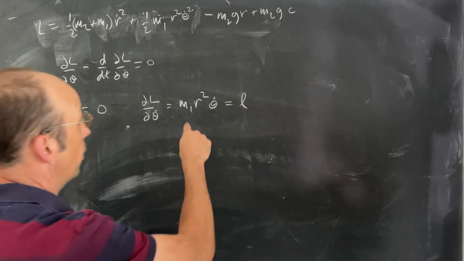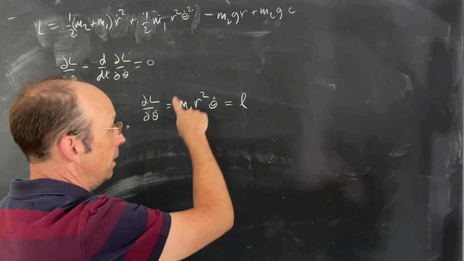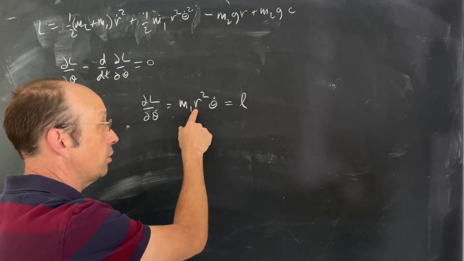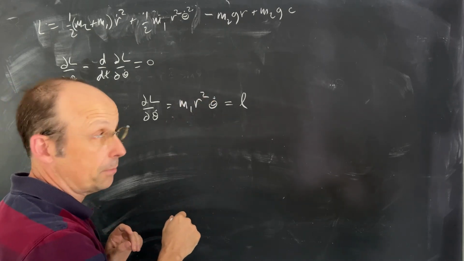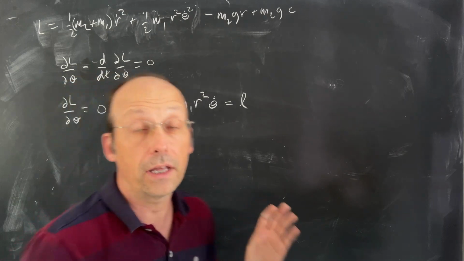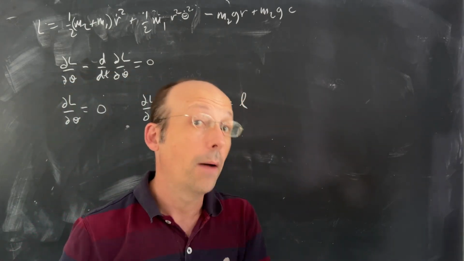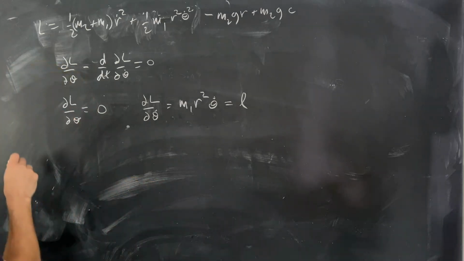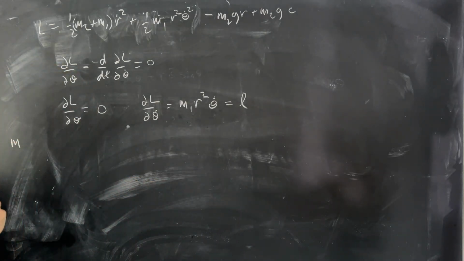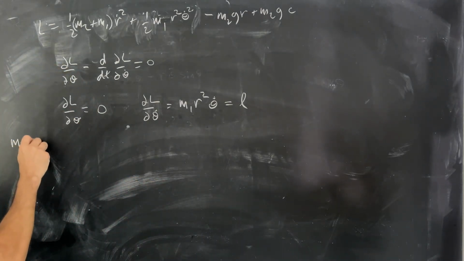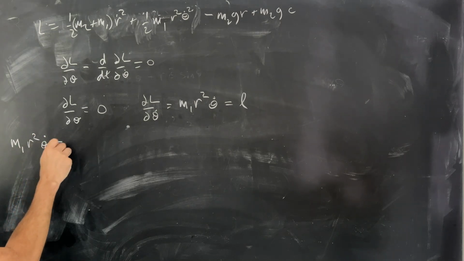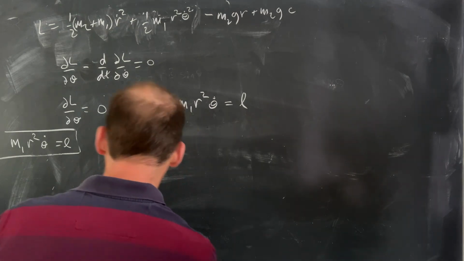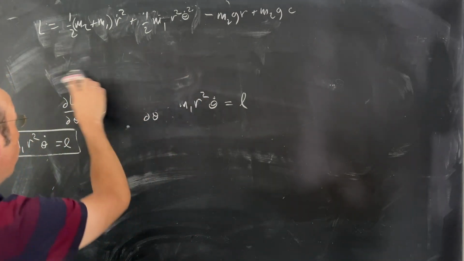But this is important right here because this says that this term is constant. So even though theta dot can change and r can change, the combination of them has to be constant. And we're going to call that the angular momentum, lowercase l, because we already used capital L up there. Okay. So let's put that over here because it's kind of important. m1 r squared theta dot equals l, and we'll put a box around it to protect it. Now we can go on to the other coordinate, r.